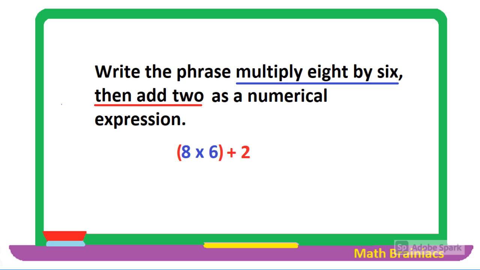Then, we are going to place a parenthesis on the first condition. Therefore, 8 times 6 and close with a parenthesis plus 2 is the numerical expression. It is very easy. Just enclose the first condition with a parenthesis, then write the second condition on the numerical expression. Okay?